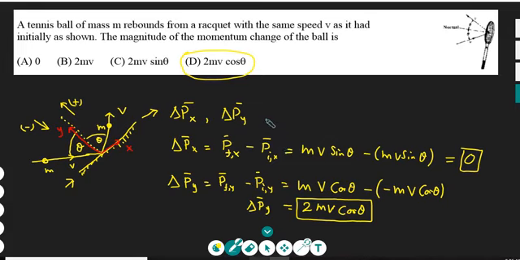Okay, so I hope you learned some basics about linear momentum. Then impulse. Remember that impulse is the change in linear momentum. And then we did this very straightforward multiple choice question.